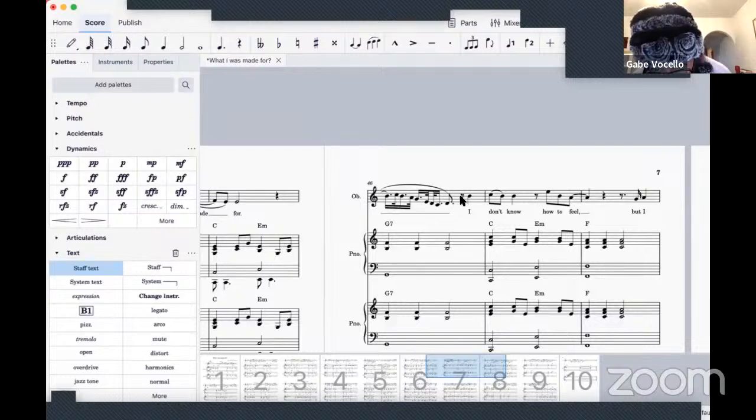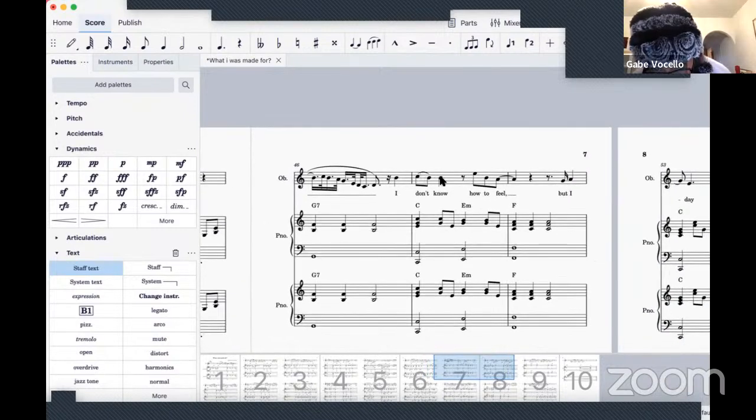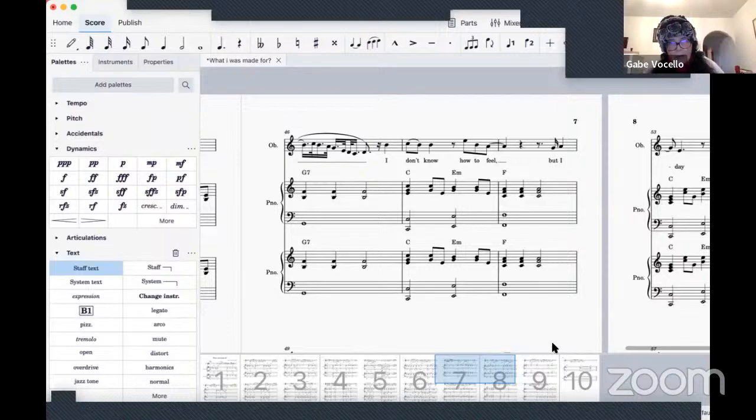Dotted 8th note, 16th rest, quarter note, two 8th notes, quarter note. 8th rest, three 8th notes, the last 8th note tied to the quarter note. So you can finish the rest, okay? Thank you.